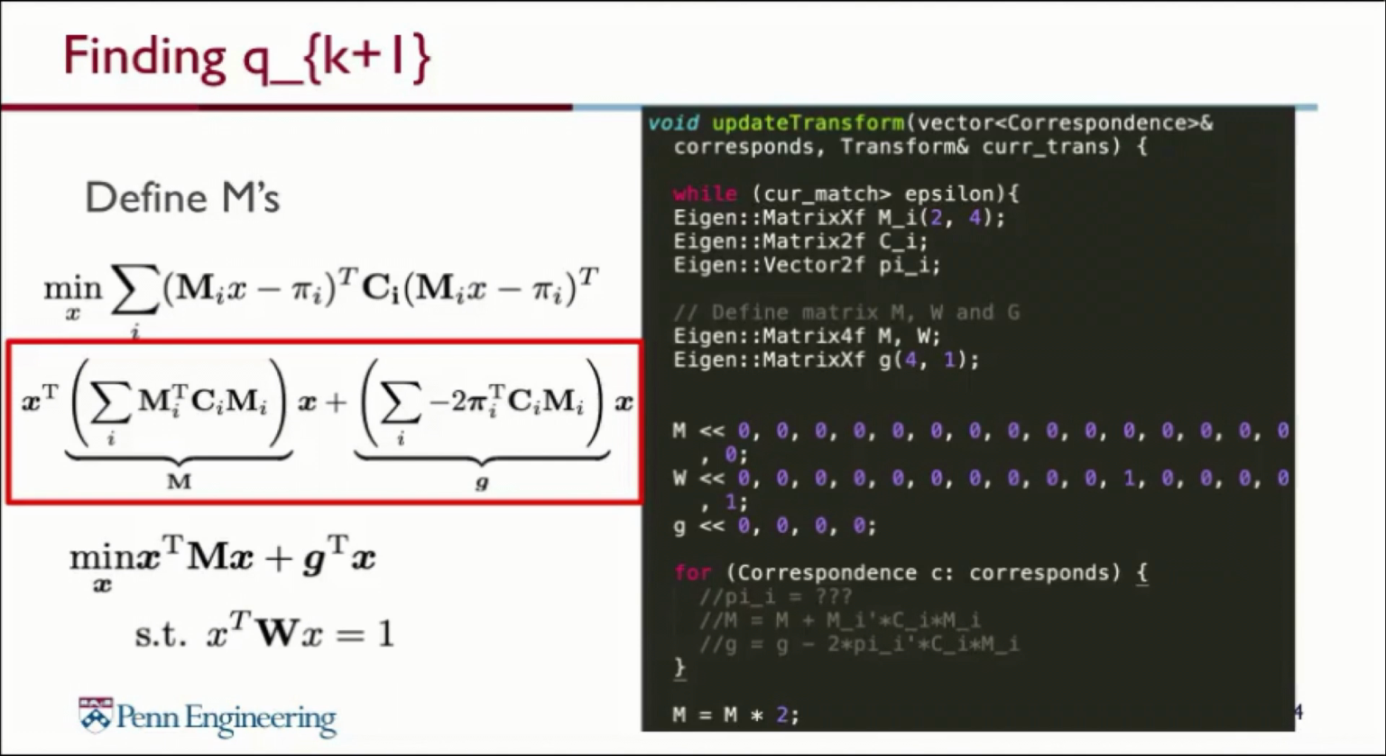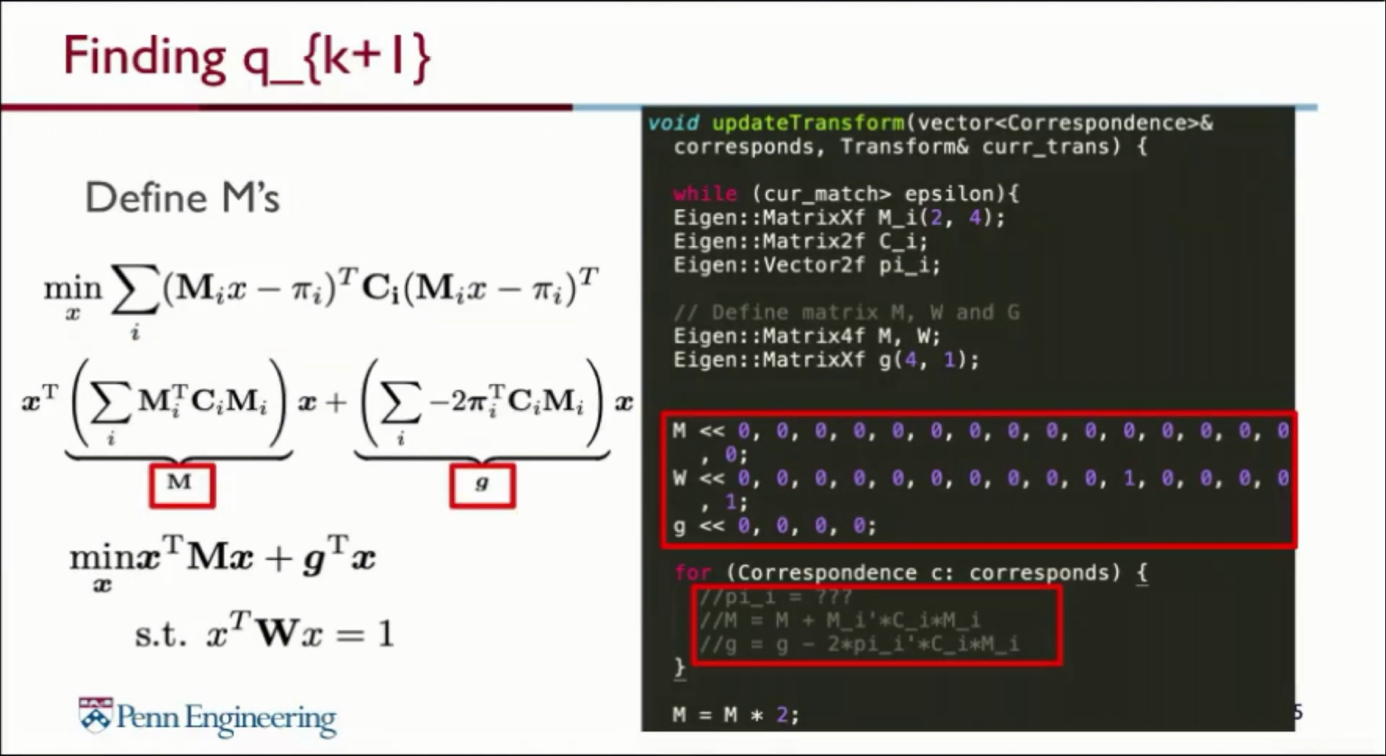Now, by expanding out the expression of the objective function and regrouping according to the X, we can define the matrices M and G and rewrite the objective in terms of M, W, and G. Now, this is implemented in the sections of skeleton code indicated on the right, and this is part of the exercise that you will have to go through during the lab.